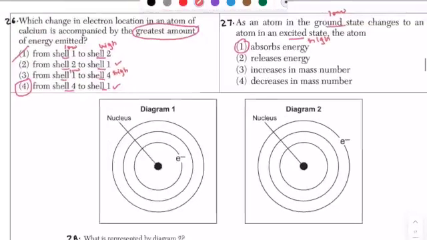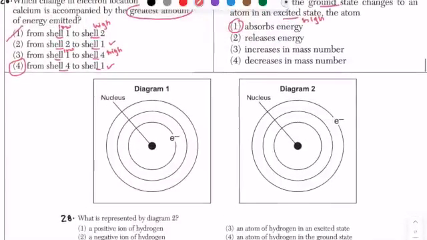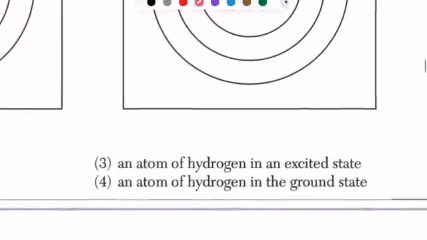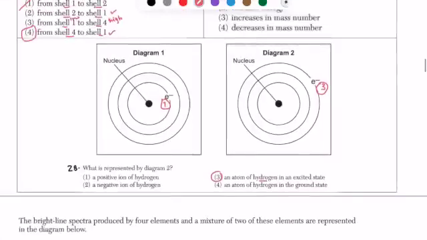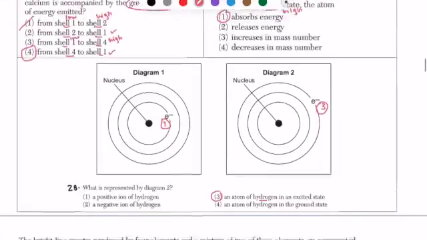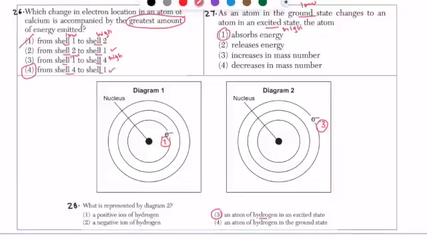And then here we have two atoms. The question is asking what is represented by diagram 2. So what we see here is that the electron was in orbit number 1, and then it moved to orbit number 3. So it looks like the electron got excited and it moved to a higher energy level. So we can say that an atom of hydrogen is in an excited state. We know for sure this is hydrogen, although this will be written in the question somewhere, but because in this case we don't see the entire question, we know this is hydrogen because it only has one electron, and hydrogen only has one electron.